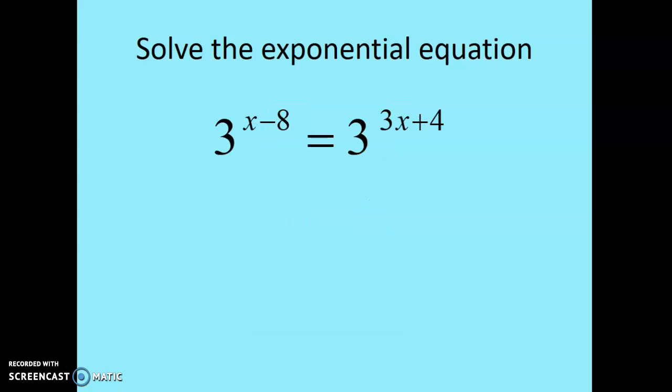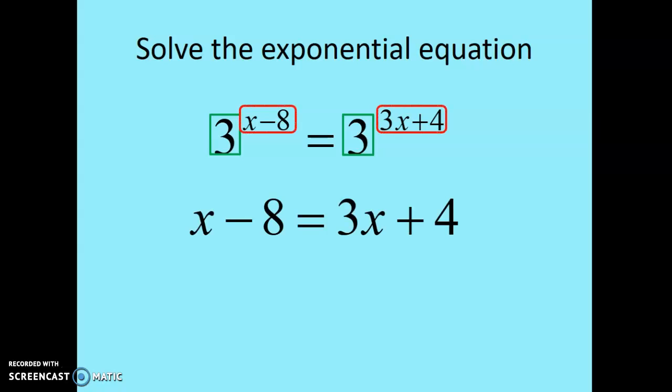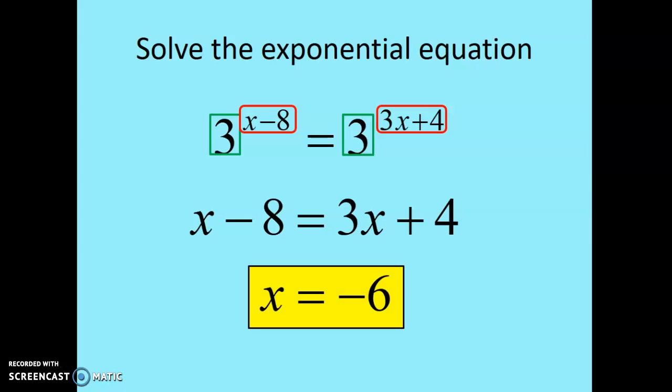All right. So try this one out on your own. Pause the video, try and solve this, and come back when you're done. So hopefully you've tried it and came back, and we're just ready to see how you did. So again, because the bases are the same, we can take the exponents and set them equal to each other. All right, when we solved it, you'll find out that x is equal to negative 6.